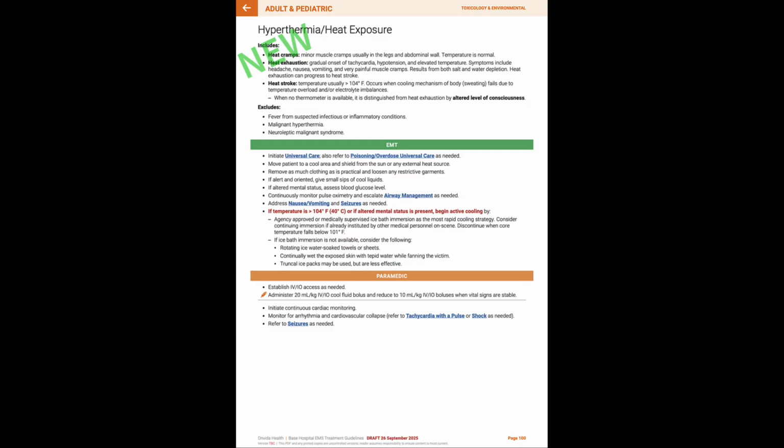Otherwise, this guideline is especially relevant for elderly patients with broken air conditioning units, outdoor workers, athletes, unhoused populations, and anyone left in enclosed vehicles. It also reinforces the role EMS plays in early field cooling, which can significantly improve outcomes in severe heat stroke. By recognizing the progression of illness from heat exhaustion up to heat stroke and treating aggressively when you start seeing those mental status changes or the temperature crosses the 104 degree mark, you can save lives in the field.